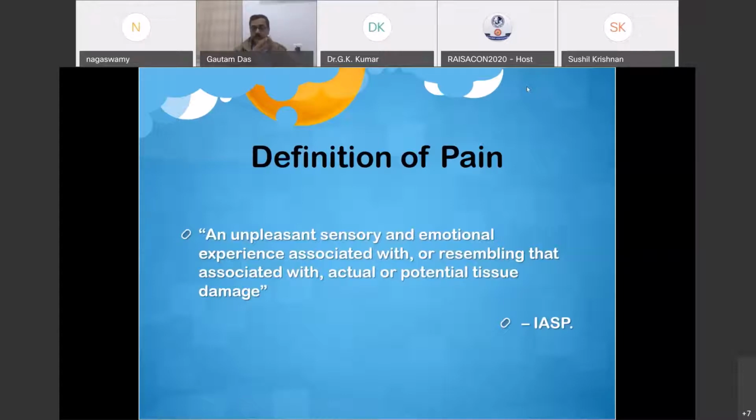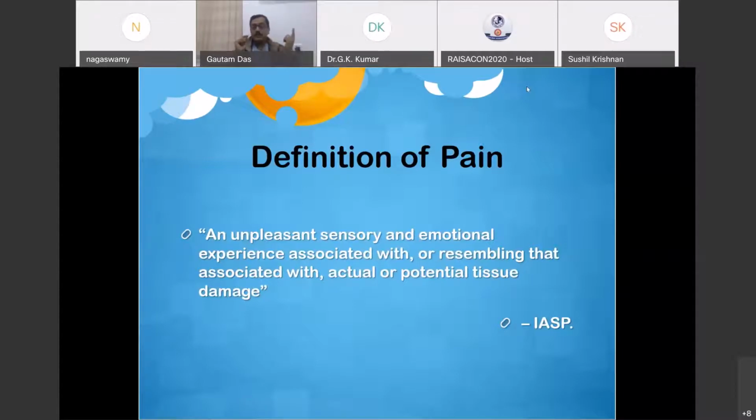So coming back to the definition, if this question is asking, define pain and explain the definition of pain, we need to tell that pain is an unpleasant sensation. Pain hurts us physically as well as emotionally, and it is due to actual tissue damage or potential tissue damage.